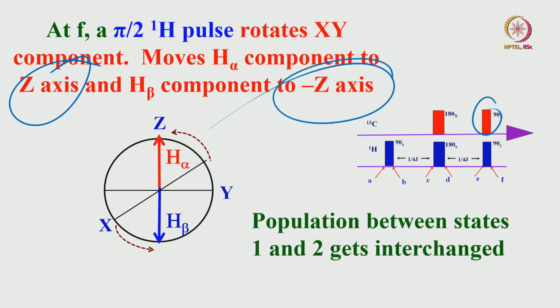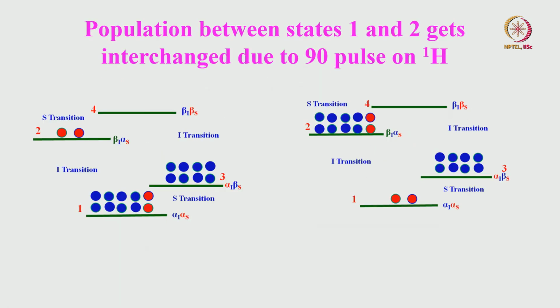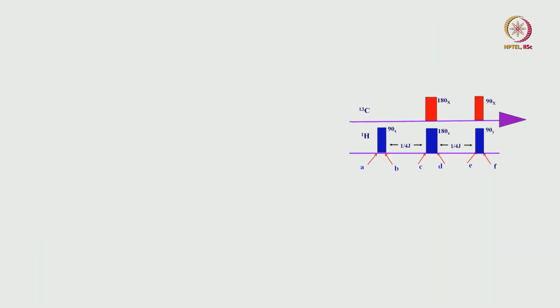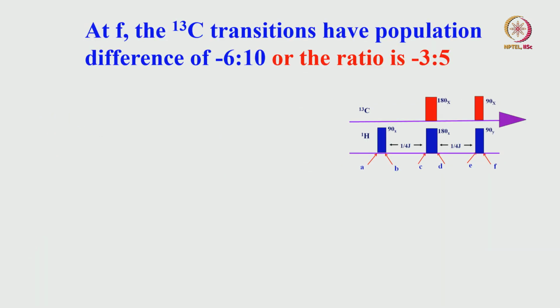The population states between 1 and 2 get interchanged. That is what we did by applying the proton 90 pulse. The population between states 1 and 2 get interchanged due to the 90 pulse on the proton. This is what is happening now. What happened here? You will see the population between 1 and 2 get interchanged. State 2 was here, came down, and this one was here, it went up. At F, what is going to happen finally here?